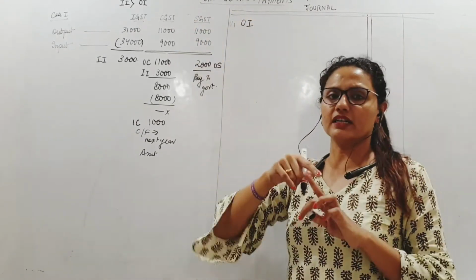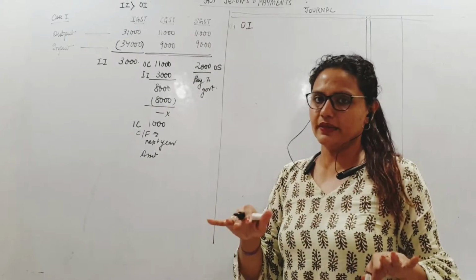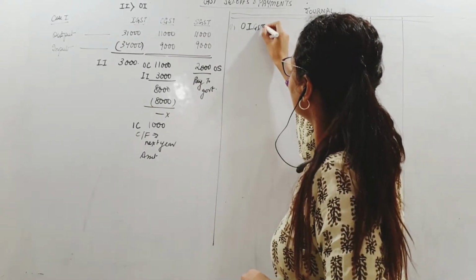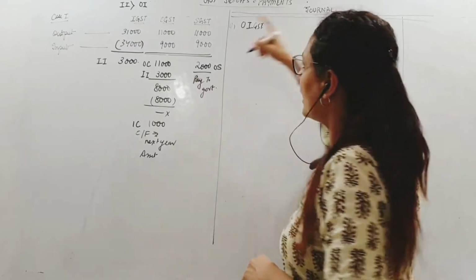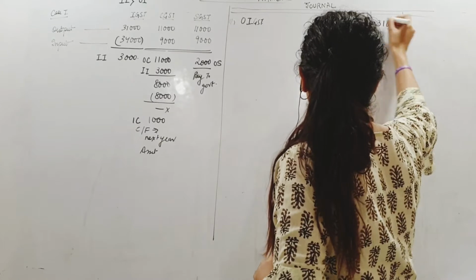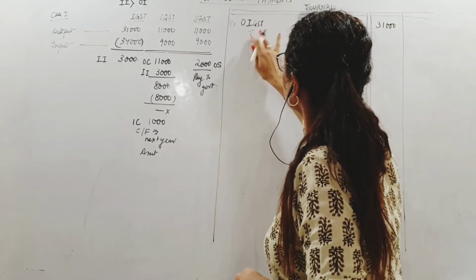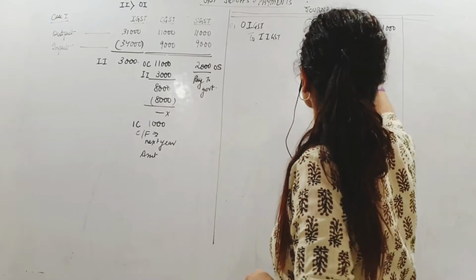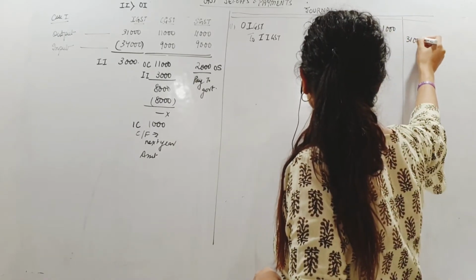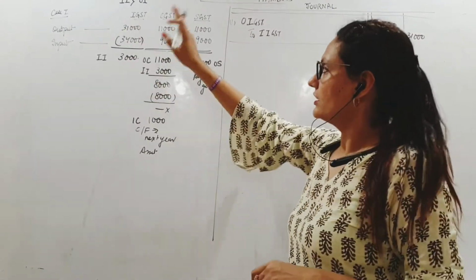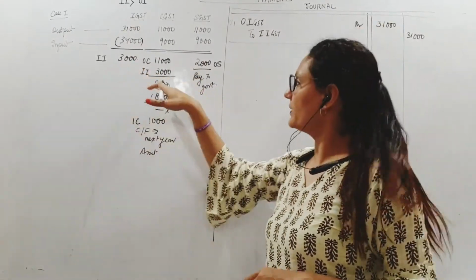उसको set off close करने के लिए क्या करें? Liability is being reduced, so you debit. Output IGST debit. How much can I debit? Only 31,000 because that is what I have. To input IGST. Okay, 31,000. Done. So output finished. बाकी अब ये 3,000 के adjustment पे आते हैं.